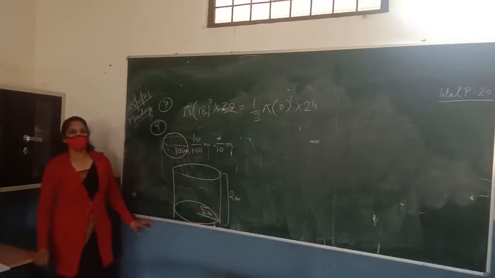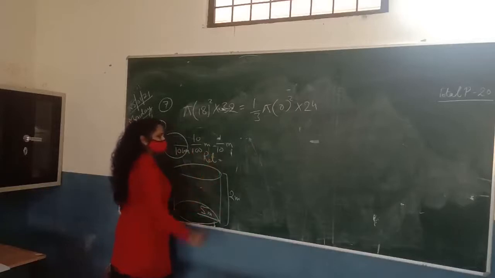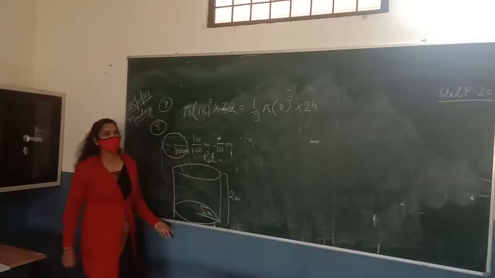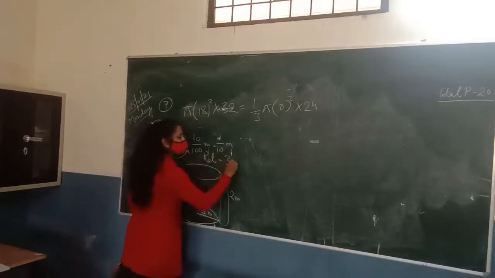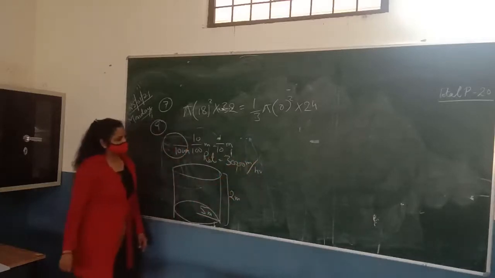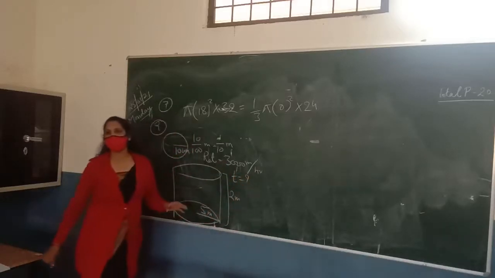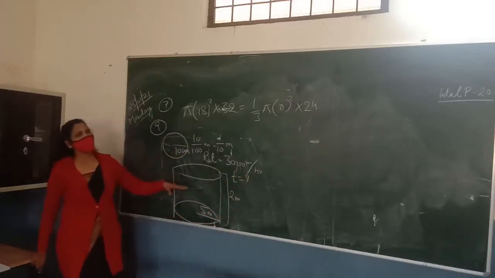This water flows through the pipe at the rate of 3 km per hour. We will convert it into meters, so it will be 3000 meters per hour. How much time will it take? In this question you have to find the time taken by this pipe to fill the cylindrical tank.